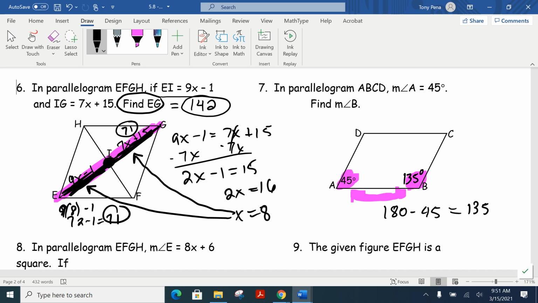Okay. The other property, just in case, depending when we finish, opposite angles are congruent. So that would have been 145 if I ask you that, which then would make this 135. So opposite angles are congruent. Consecutive angles are supplementary.